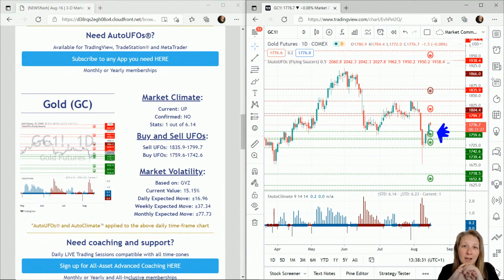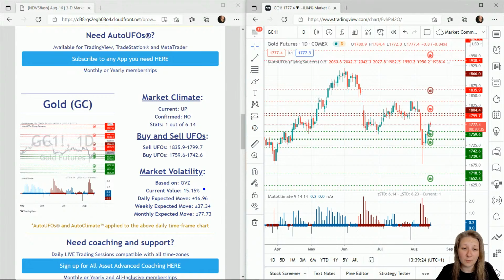Now, to me, I don't want to get involved in these fights. I would rather see which of them wins that battle and confirms the climate and then get on board then. Otherwise, it's kind of a guess and you lack probability. For us, it's all about getting a statistical advantage and using technology to help us find that statistical advantage. So for the time being on gold, not enough probabilities either way.